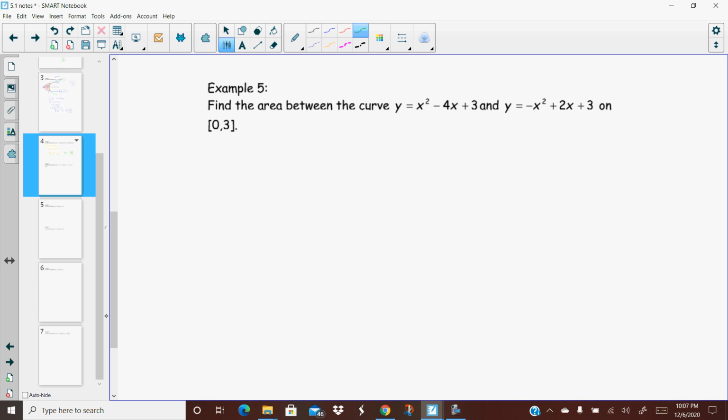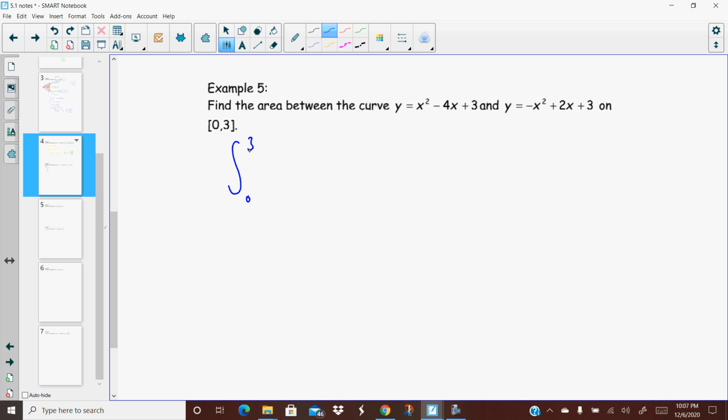All right, so let's find the area between the curve y equals x squared minus 4x plus 3 and y equals negative x squared plus 2x plus 3. Got two parabolas here that we want to find the area between. These are both solved for y, so we're good. These are standard parabolas. Let's just go ahead and set up our integral. Integral will go from 0 to 3. Now let's take a value in between 0 and 3 and plug it in and see what we get.